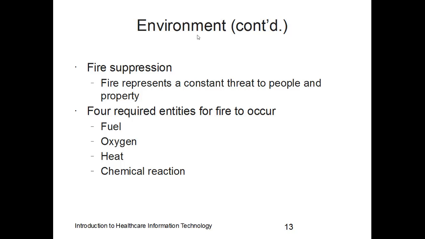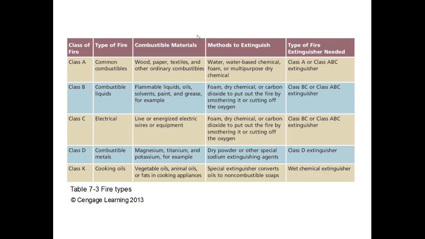Fire suppression systems. Of course, fire will represent a constant threat to people and to property and, of course, to data. And there are 4 required components for fire to occur. You need fuel, you need oxygen, you need heat, and then a chemical reaction. If any one of these 4 are not there, then the fire can't start. Okay, on this table, we have the variety of different classes of fires, fire types.